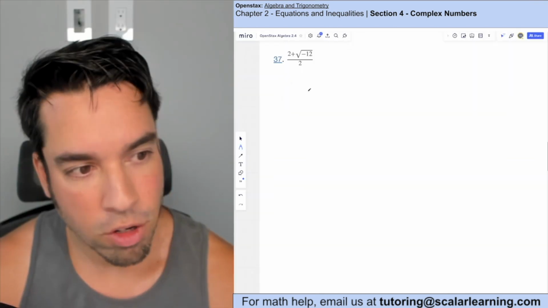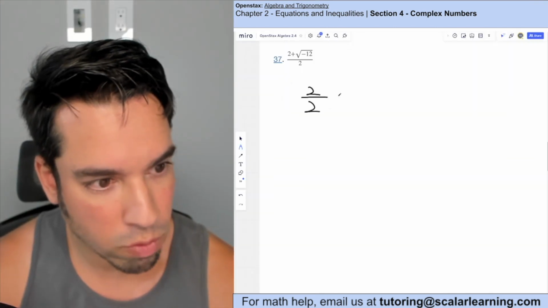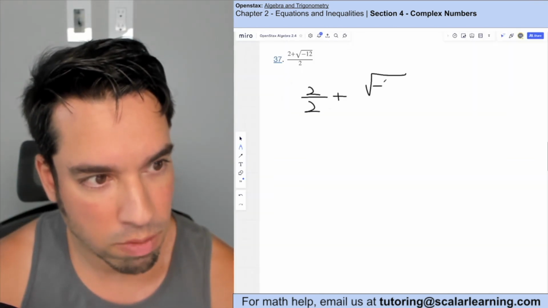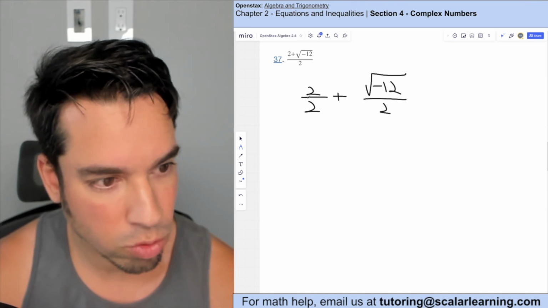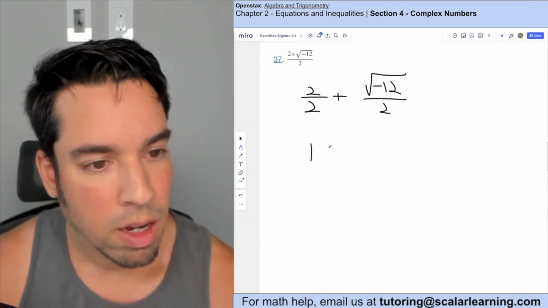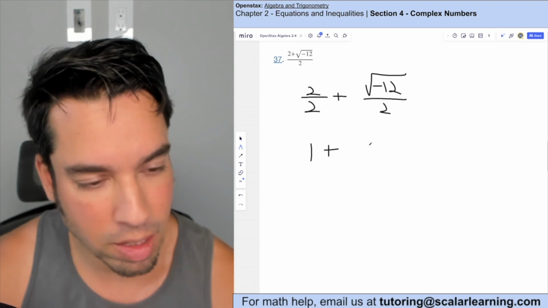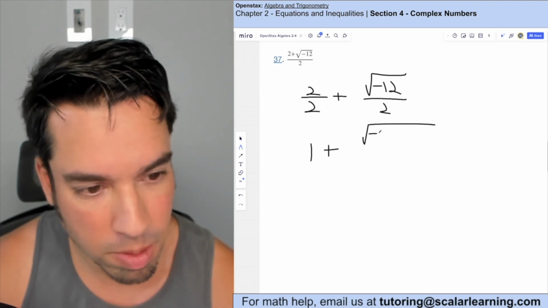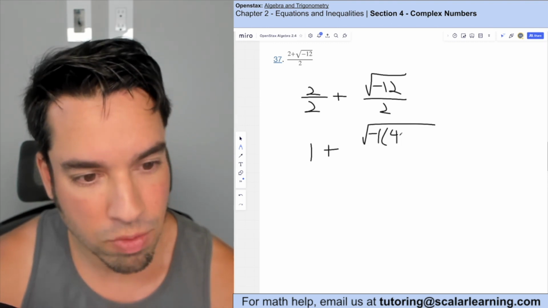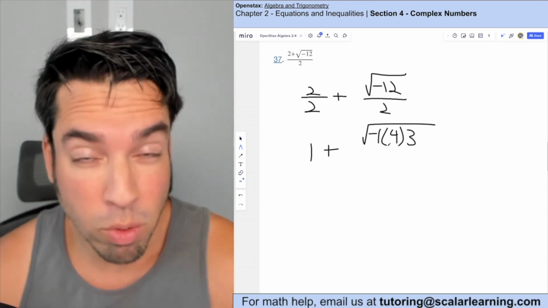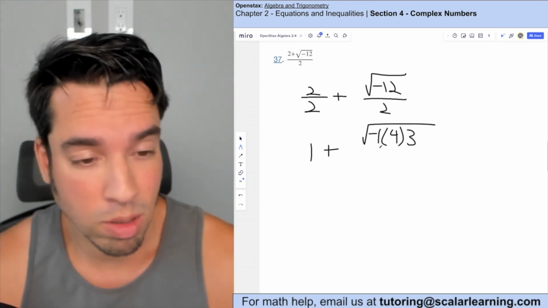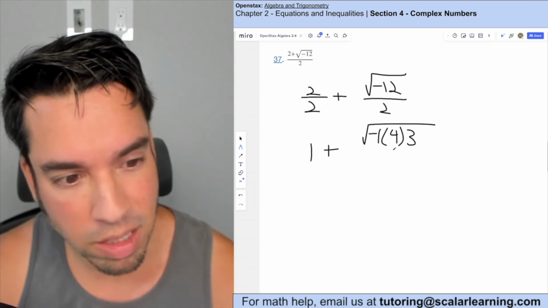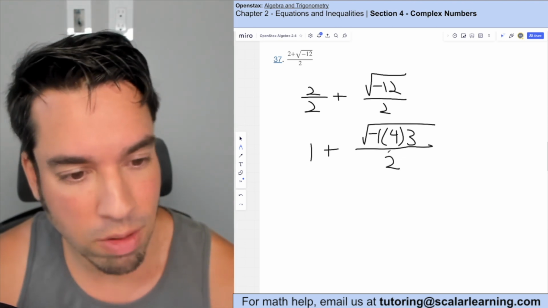Done. All right, here I'm going to break it up. I'm going to first make it 2 over 2 plus square root of negative 12 over 2. So 2 over 2 is, of course, 1. And then for the negative 12 on top, I'm going to break it up like so. I'm going to make it negative 1 times 4 times 3. I could also have broken it up and made it negative 1 times 2 times 2 times 3. But I did it this way in particular because I already know that 4 is a perfect square.